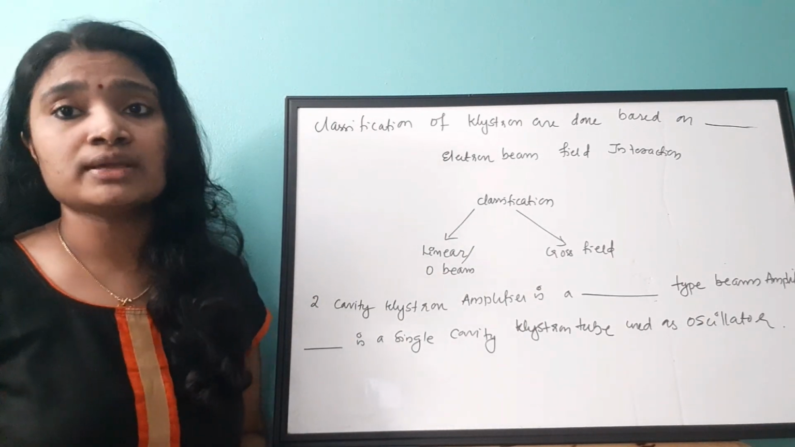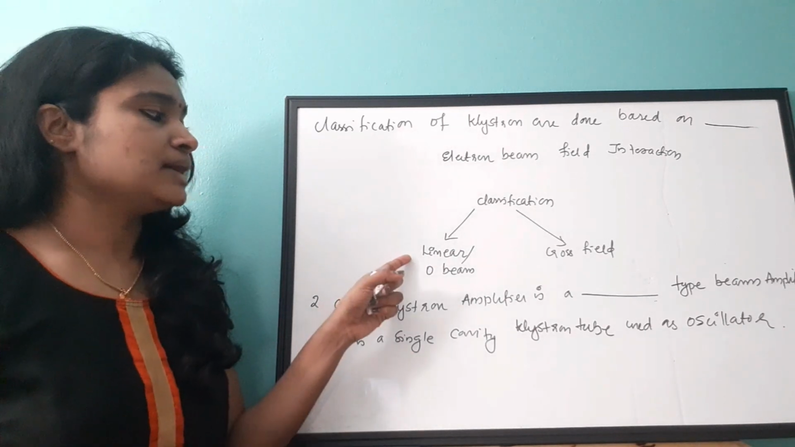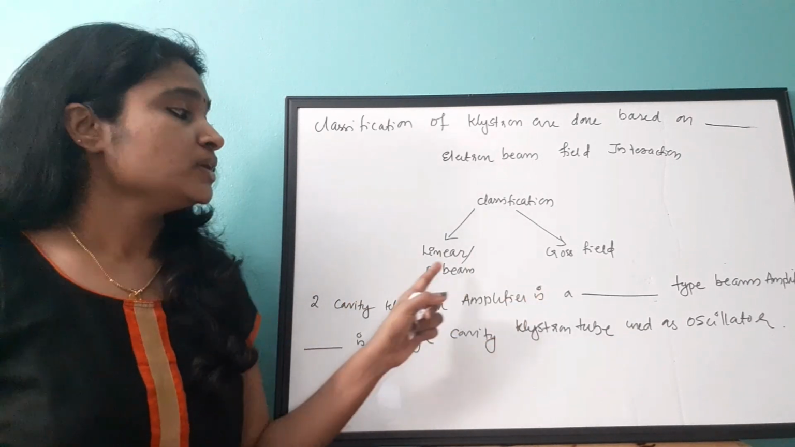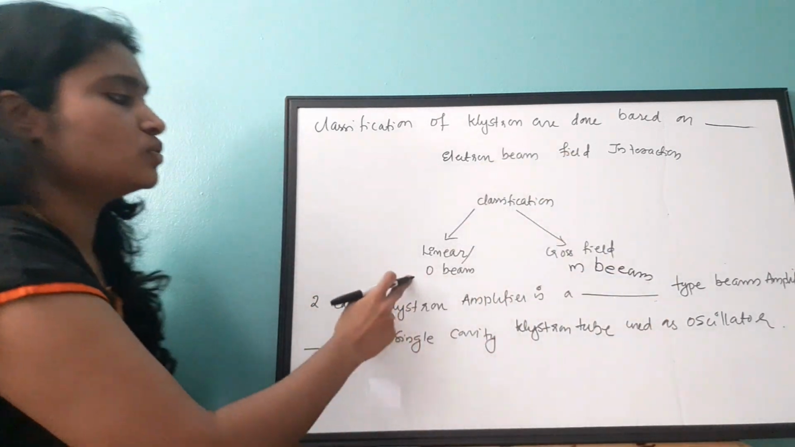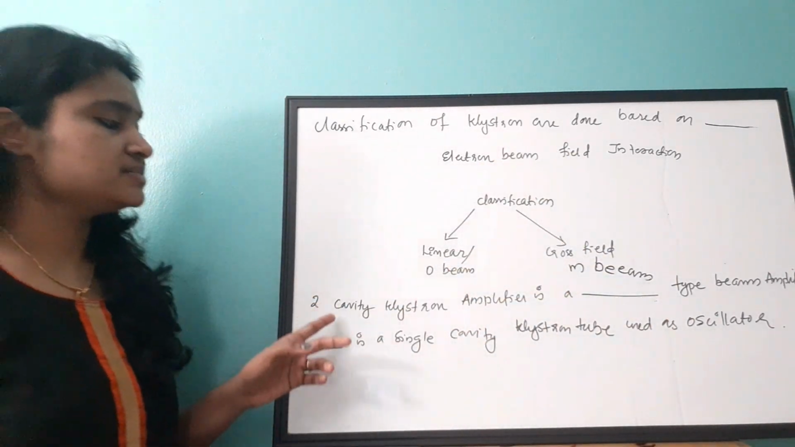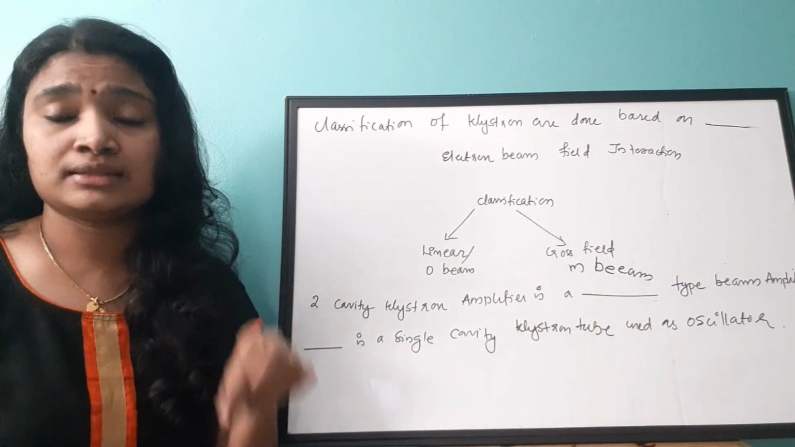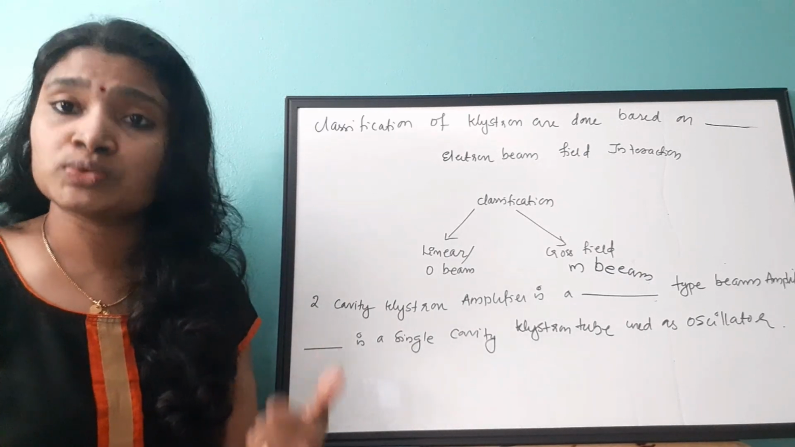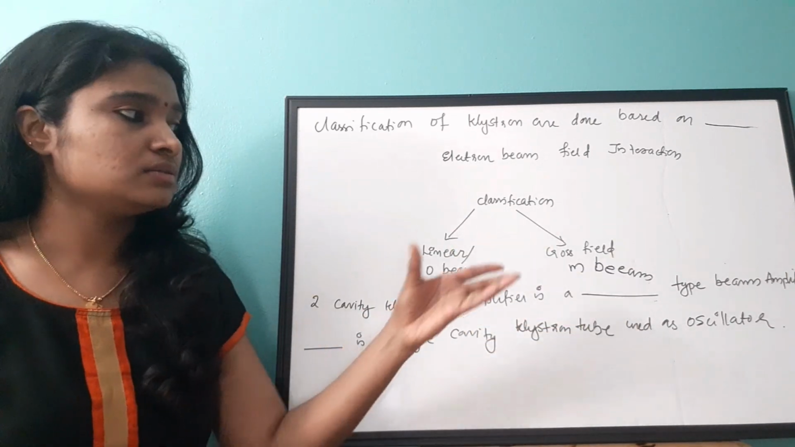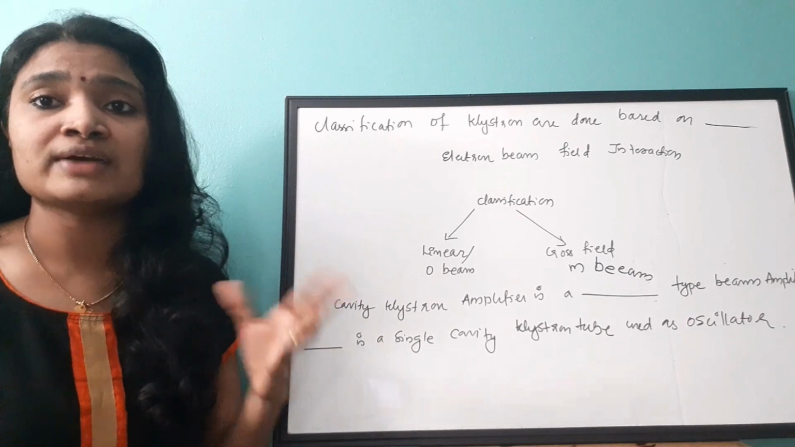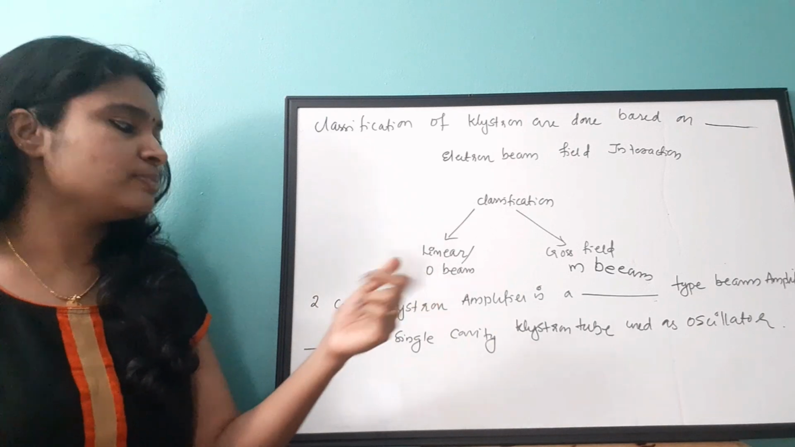Okay. So, this is the classification. The main classification of klystron can be done based on the interaction of electron beam with the field. It can be classified as linear field or cross field, O beam or M beam. Next question is, a two cavity klystron amplifier is a dash type beam amplifier. The klystron which we have discussed today is a two cavity klystron amplifier, right? It is a linear beam type of amplifier.